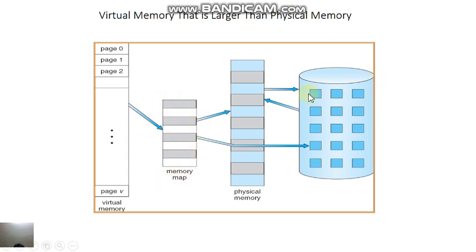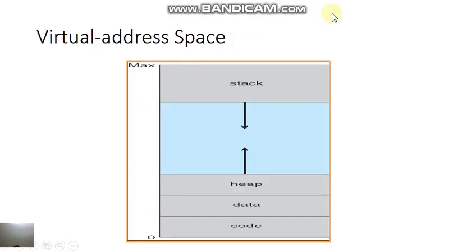So you can see that this is a disk, that is the secondary memory. Then you have the physical memory, and the virtual memory, which is being mapped to the physical memory. So this is the separation of physical memory and the logical memory. This is what the separation is. Then we go for the virtual address space. Now we're going for the virtual address space.